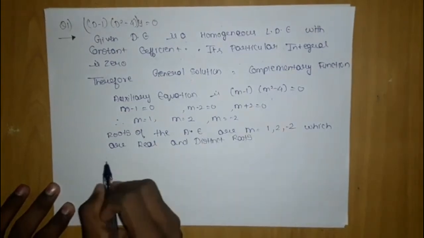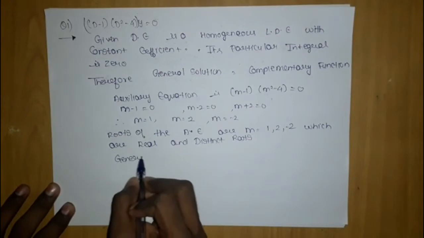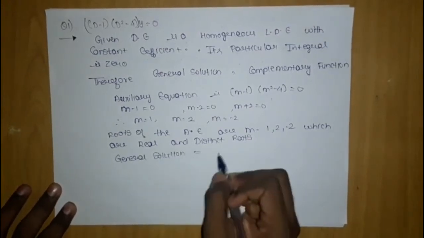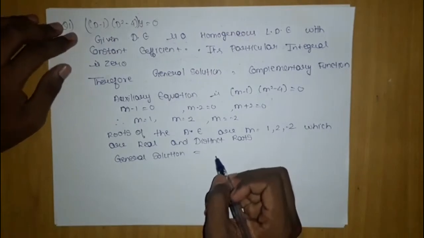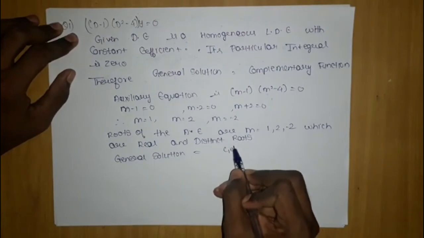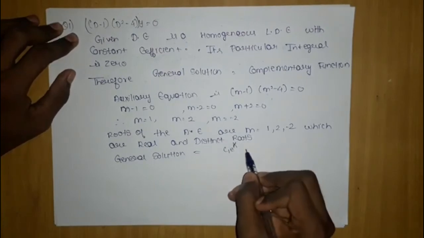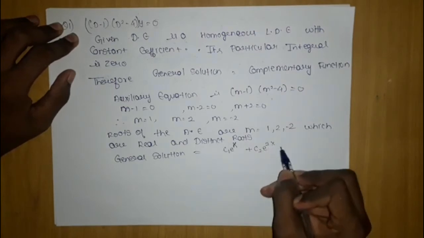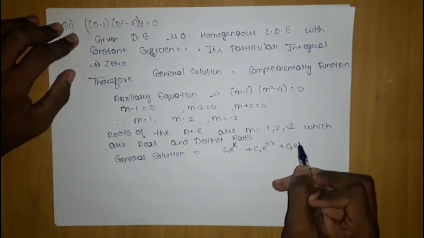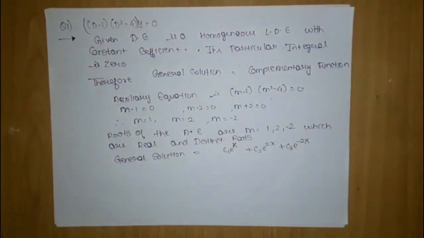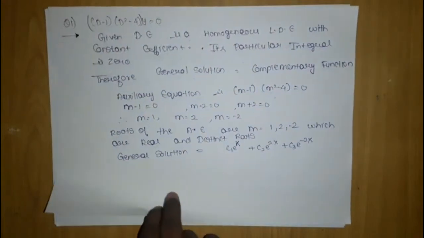After this, the general solution will be only the complementary function. Since all the roots are different, we write the general solution as c1 e to the power 1 into x, plus c2 e to the power 2x, plus c3 e to the power minus 2x. This is our required general solution. Now let's move on to the next question.